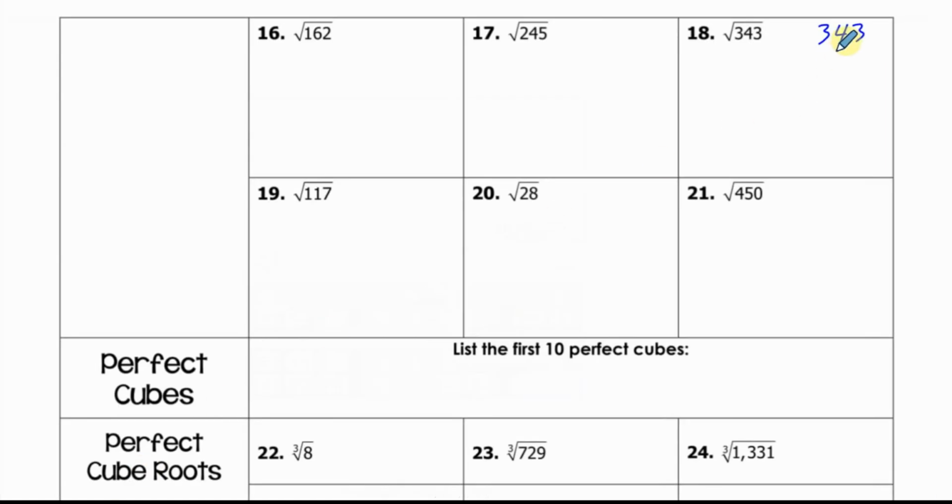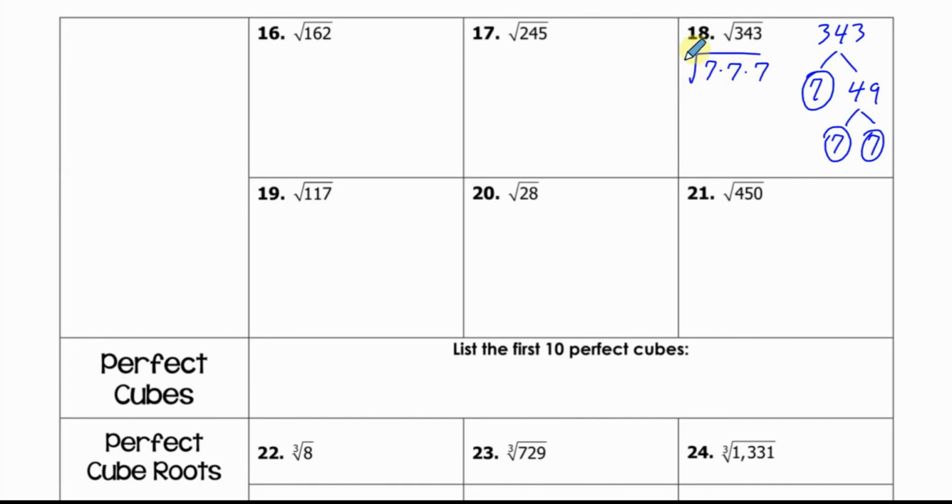So I'm going to split this up into 7 times 49. I can't break down the 7. It's a prime number. 49, well, we've seen that before. 49, that's 7 times 7. Can't break down the sevens. So it looks like I have 3 sevens. So this becomes the square root of 7 times 7 times 7.